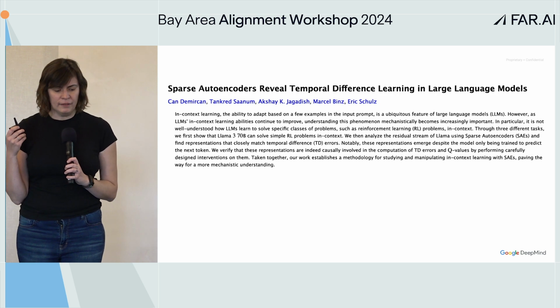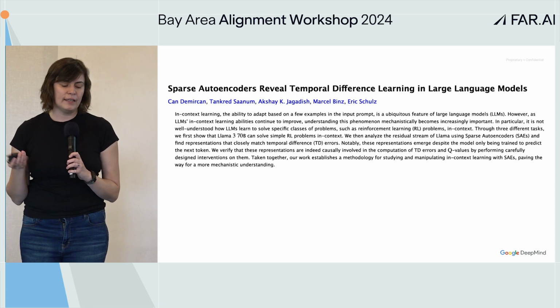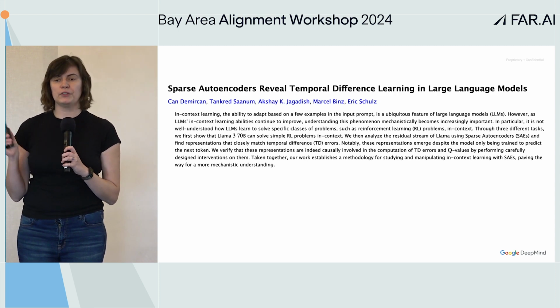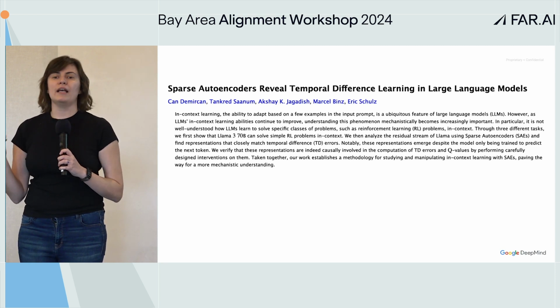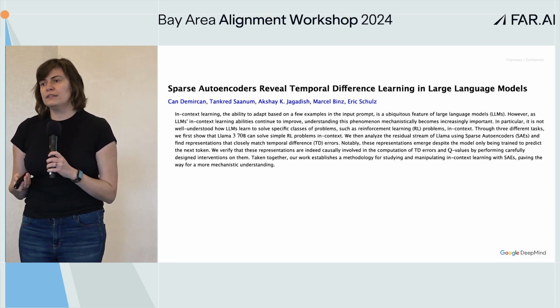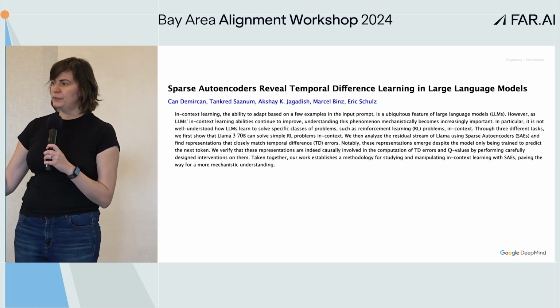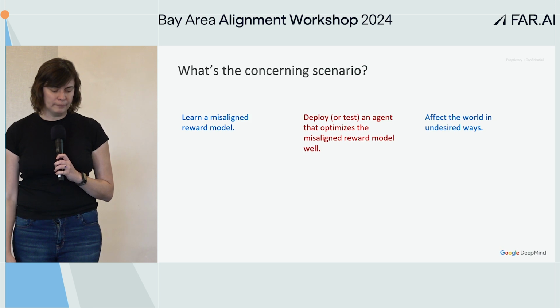Let me skip that. There's some research that is starting to look at, we looked at SAEs, and we think that they revealed that there's some temporal difference learning happening, right? So people are starting to look at what evidence there might be, even in these early models, that they do some form of that kind of learning or planning on the spot.